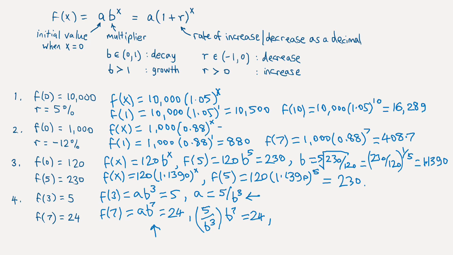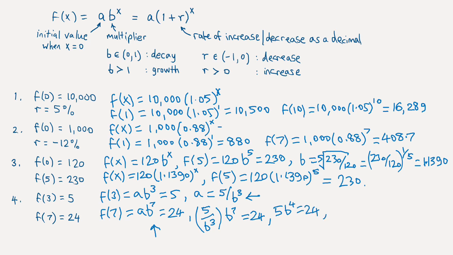So let's simplify that. Let's think about what this means. 5 divided by b to the power 3 times b to the power 7. So if you think of b to the power 7 in the numerator, we're going to have b times b times b 7 times, and then in the denominator we've got b times b times b just 3 times. So 3 of the b's will cancel in the numerator and the denominator, and we're going to be left with 4 b's in the top. B times b times b times b. So I could write this as 5 times b to the power 4 equals 24.